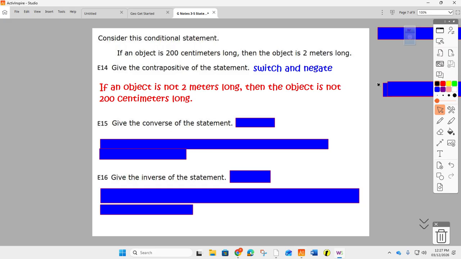All right, so if we're going to give the converse of this statement, we are going to switch the hypothesis and the conclusion. So let's all try to write the converse of that original statement on our own. Only switch.